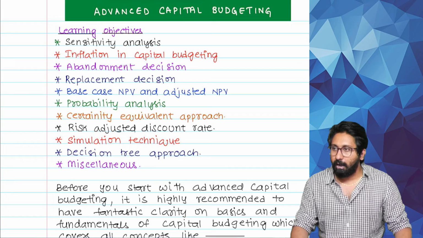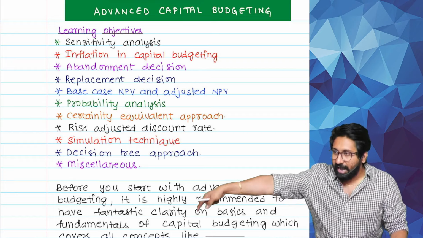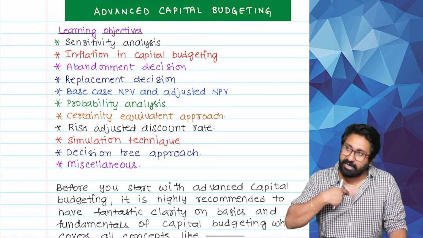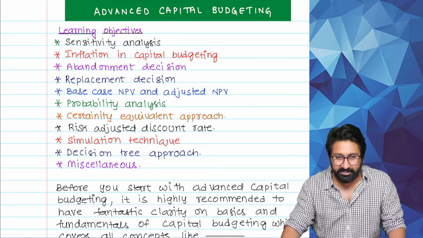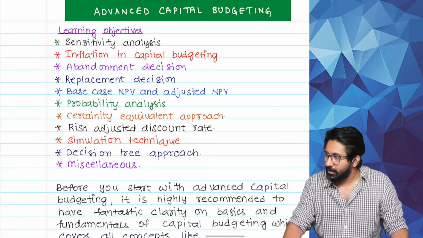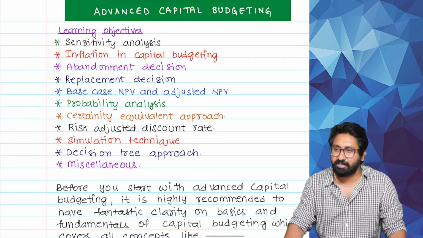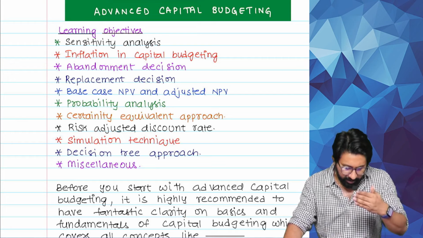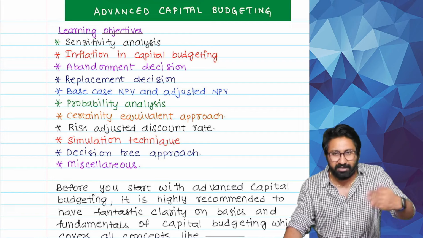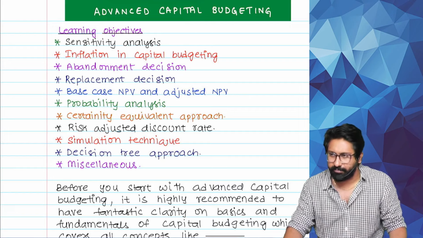That's why I will start all the difficult concepts first. I don't start with replacement decision or other small concepts. First, let us directly hit decision tree and inflation. Let us complete them, then we will come to the remaining concepts. First take up inflation, next capital budgeting decision tree. Once they are completed, then we will come to the small concepts. Certainty equivalent, RADR, all these are 5-minute concepts.